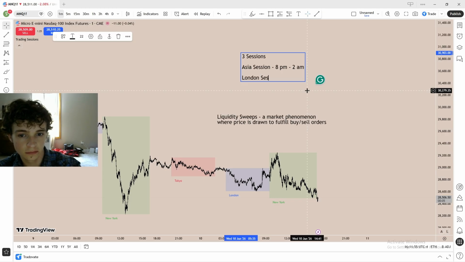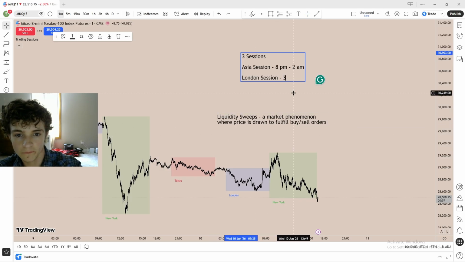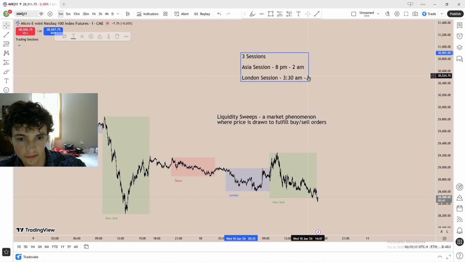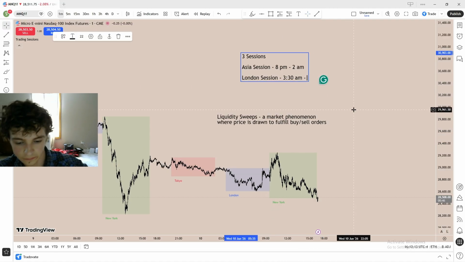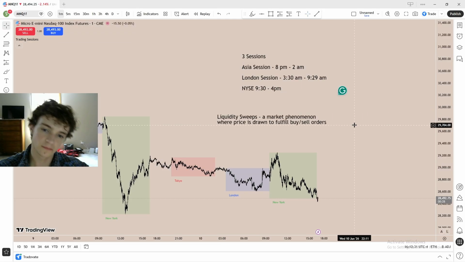London, which is like 3:30 a.m. Is it 3:30 a.m. or 3 a.m.? It's 3:30 a.m. to 8 a.m. Oh wait, no, it bleeds over to like 9. We'll just do 9:29. And then NY, which is 9:30 to 4 p.m.